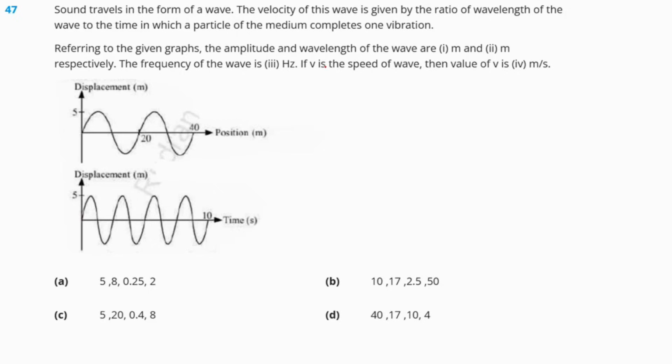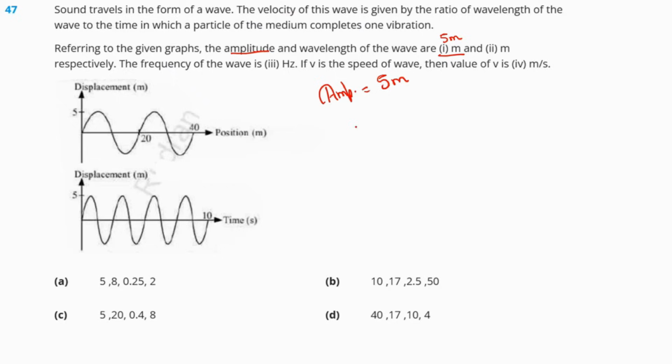Here, first is the amplitude. So, what is amplitude? Amplitude is the maximum displacement from the mean position. So, from both the graphs, the crest reaches plus 5. So, amplitude is 5 m.